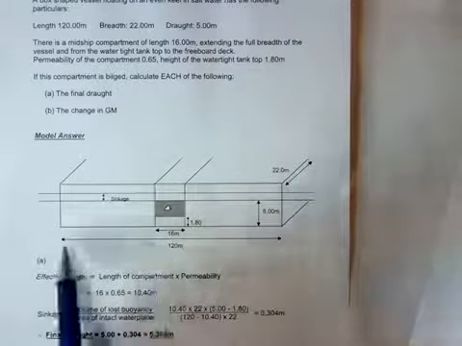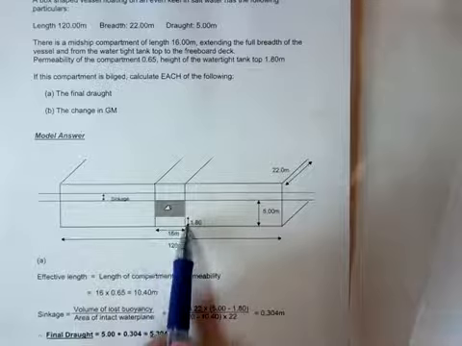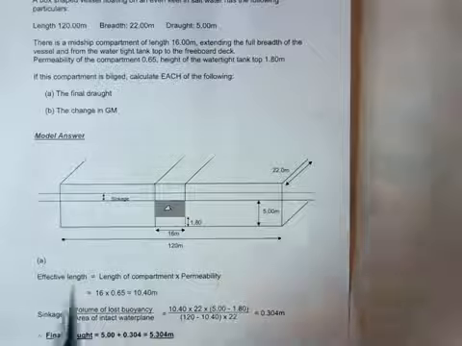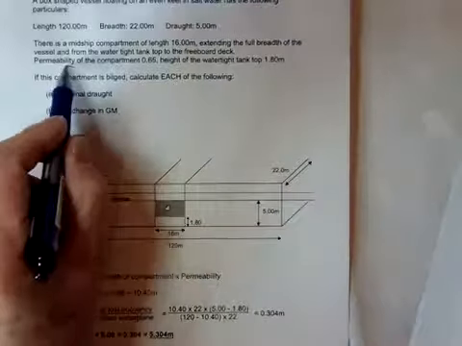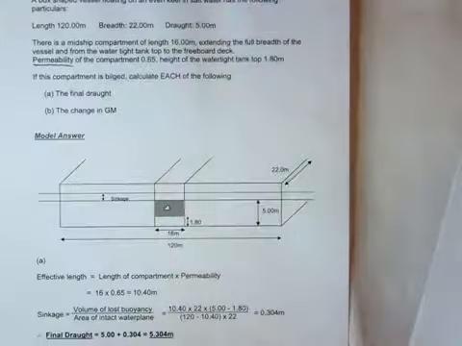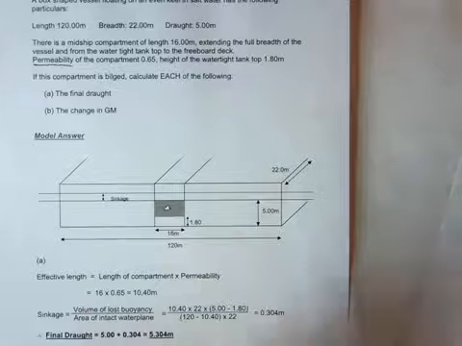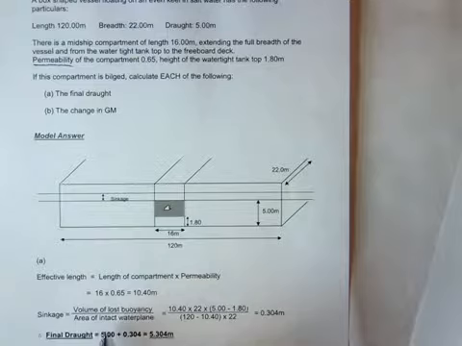So overall length 120, 16, 1.8, 5 metre draft, 22 metres. First thing you need to be aware of, or not forget, is the permeability situation. So the compartment gets bilged, so we need to calculate. Let's look at the final draft first. To get the final draft, it's simply get the sinkage, add that to your initial draft, and that's your final draft. To get the sinkage, it's the volume of lost buoyancy over the area of intact water plane.